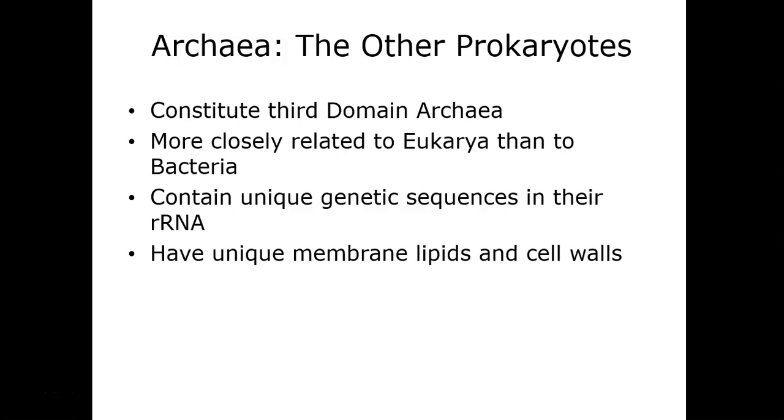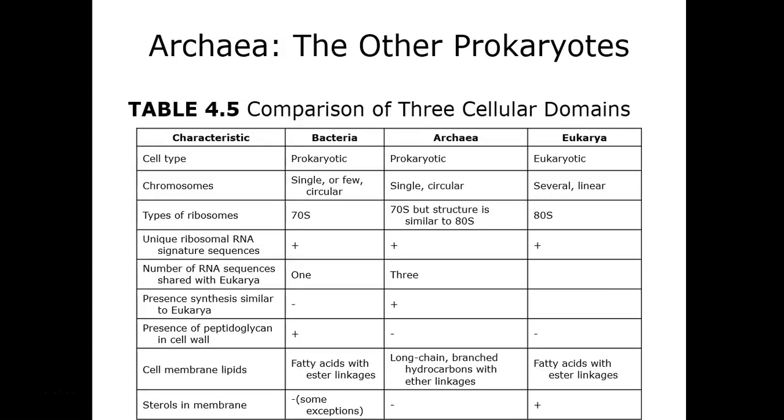They contain very unique genetic structures within their ribosomal RNA. And we already mentioned that their cell wall is different from bacteria. They have a molecule called pseudomurein in their cell walls, unlike the bacteria, which have peptidoglycan. This is just kind of an overview. This is table 4 or 5 in your book that compares the 3 domains. So let's kind of run through some of this.